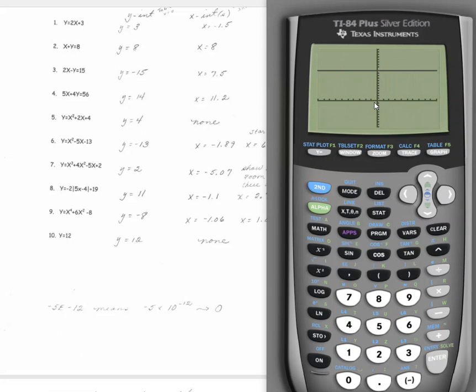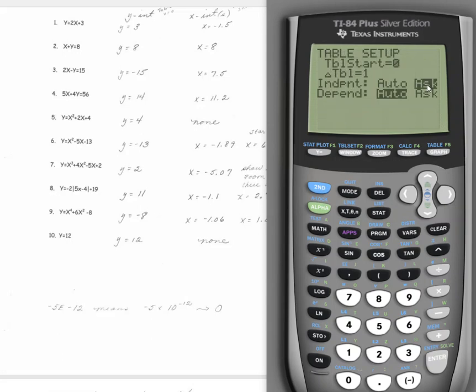So I think that you have gotten some practice on finding the x-intercepts. Remember to have y equals 0 in your y2. And for the y-intercept, use your table and have it set up so that your independent is on ask and your dependent is on auto. All right, I think that should do you for those.